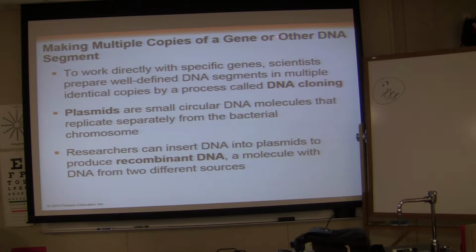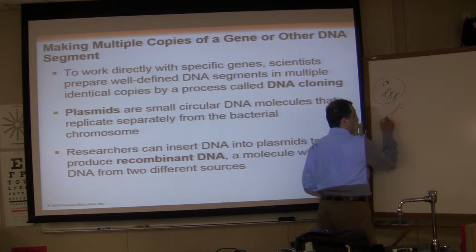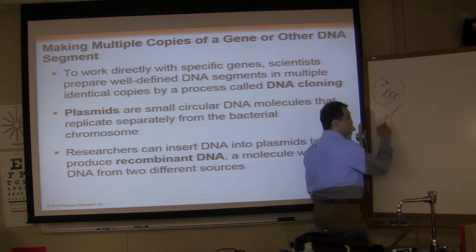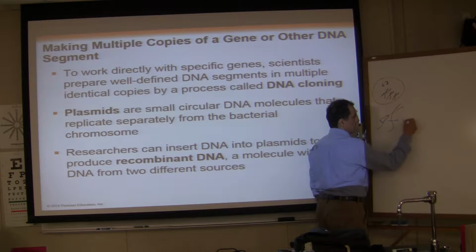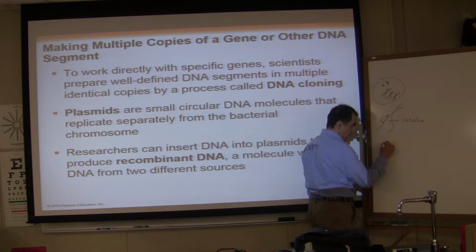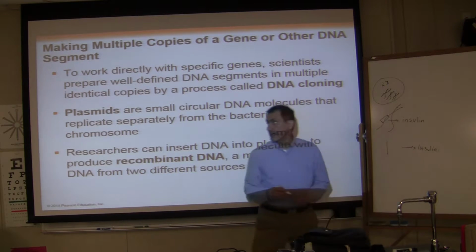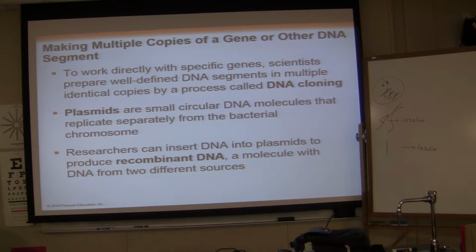Making multiple copies of a gene or other DNA segments. To work directly with specific genes, scientists prepare well-defined DNA segments in multiple identical copies by a process called DNA cloning. And I will talk about that in a minute. How do you clone DNA? For example, you have a chromosome, and on the chromosome, a segment of that DNA is responsible for insulin, to make insulin in your body. So scientists are able to take that insulin segment out, okay?